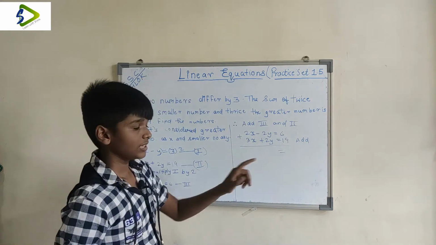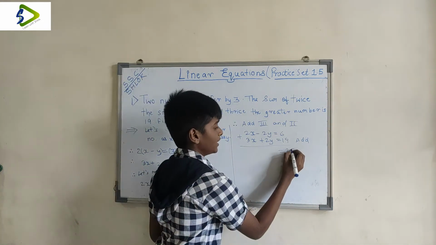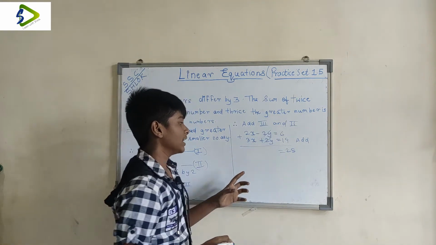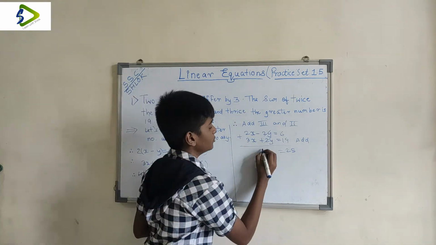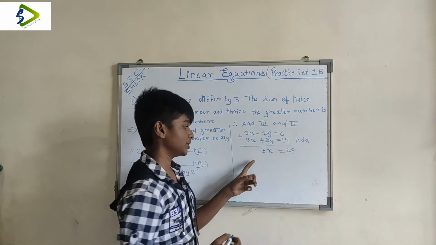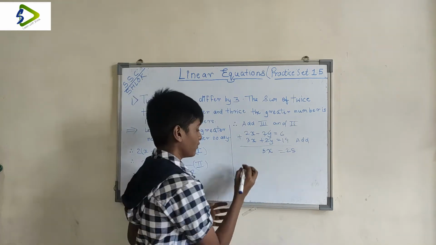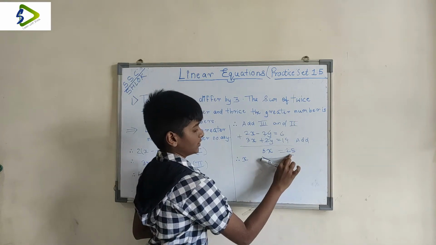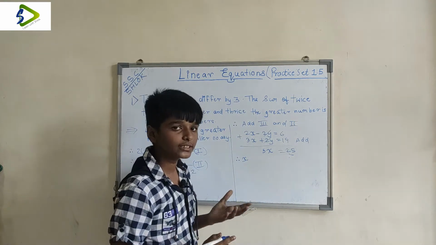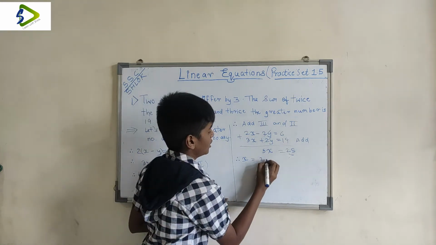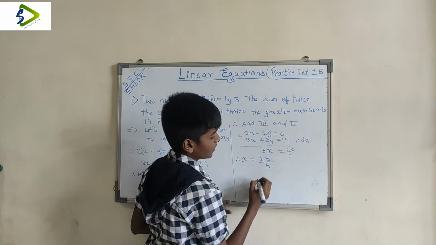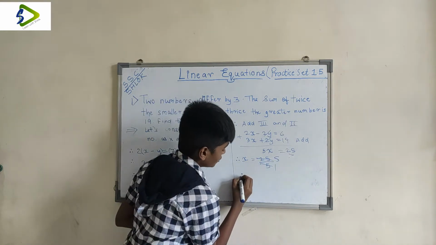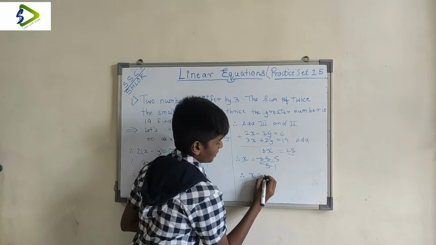Now 6 plus 19 is 25, and minus 2y plus 2y we cancel out. And 2x plus 3x is equal to 5x. So our equation becomes 5x is equal to 25. We take 5 to the other side. Here it was multiplication, and when it goes to the other side it becomes division. So it becomes 25 by 5, and 5 fives are 25. Therefore the value of x we get is 5.